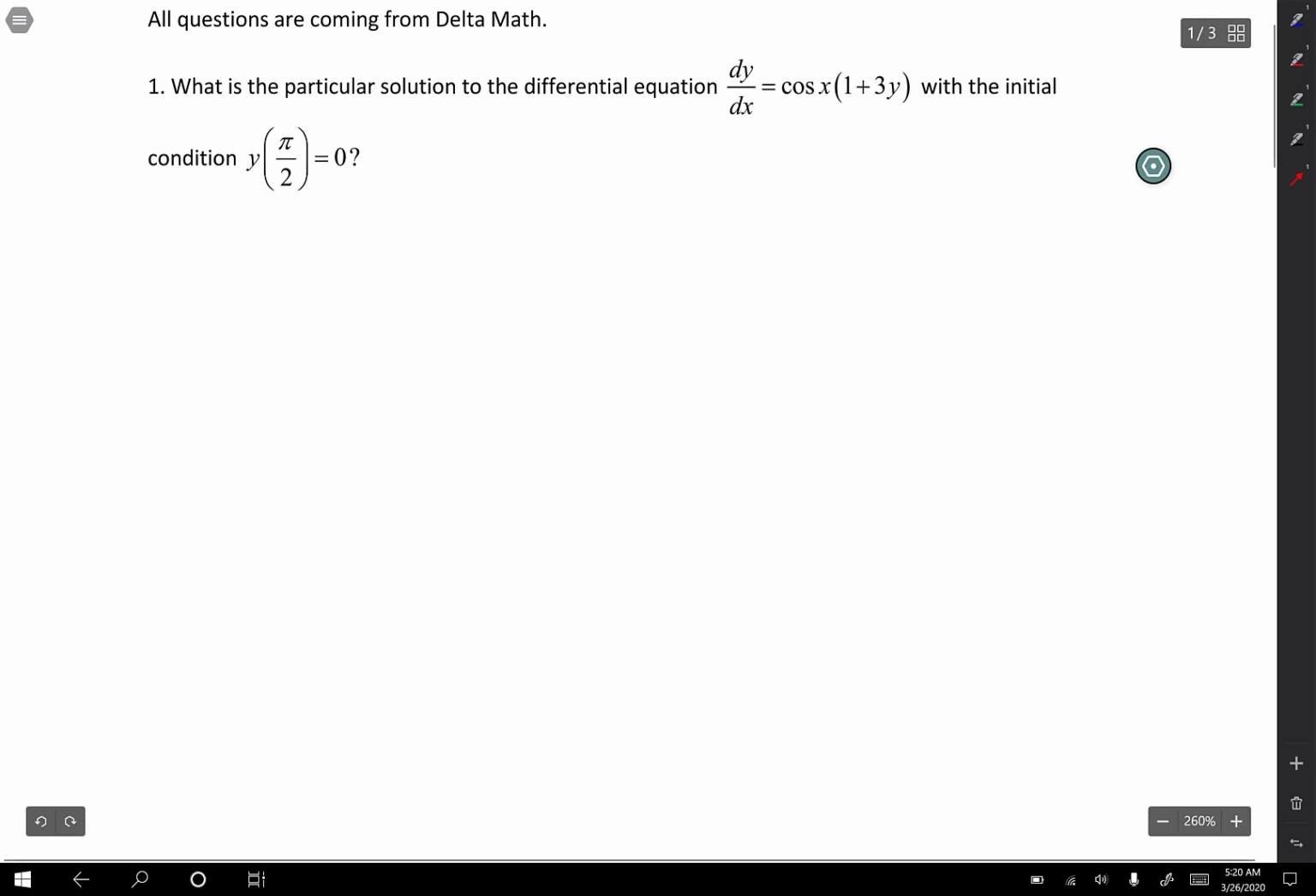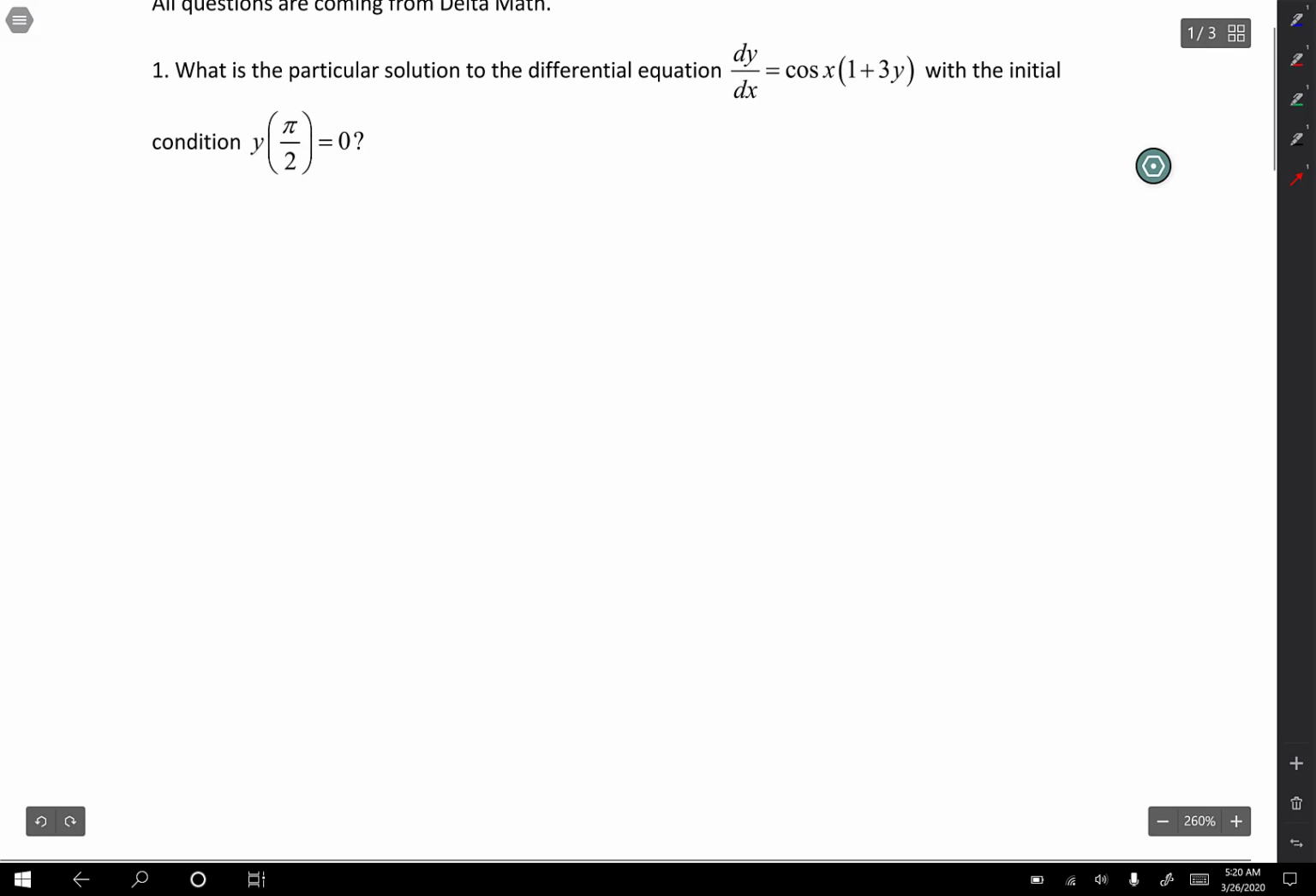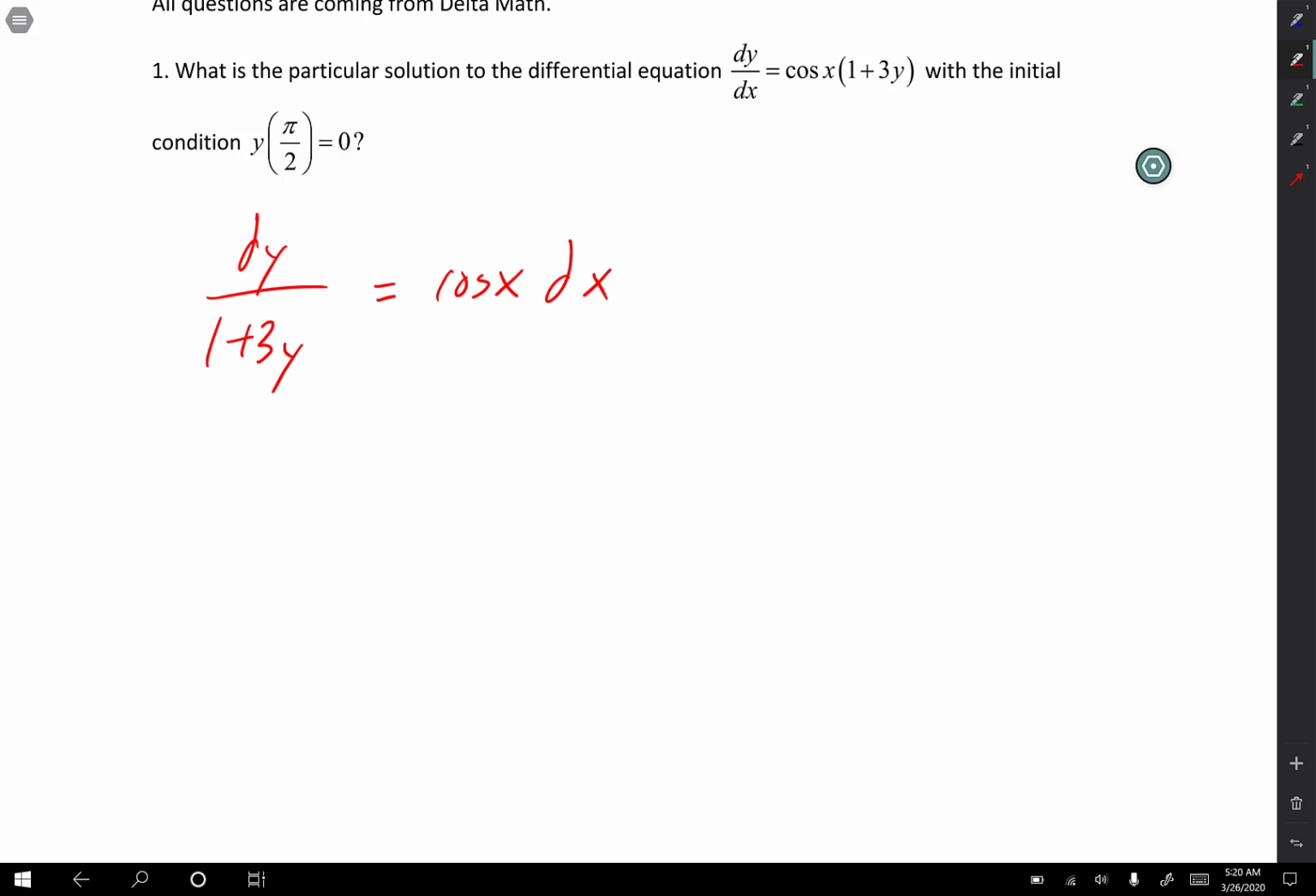So here's one question. It says, what is the particular equation to this with initial condition y of pi over 2 equals 0? So the first thing you do, guys, is separate your variables. The y's with the y's, the x's with the x's. So I'm going to write dy over the 1 plus 3y together with parentheses. So they probably want it to stay together. 1 plus 3y equals, and I'm going to write cosine x times dx. It looks nice and clean. I think we're perfect right here.